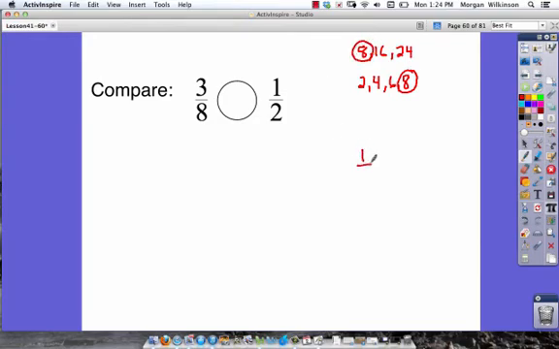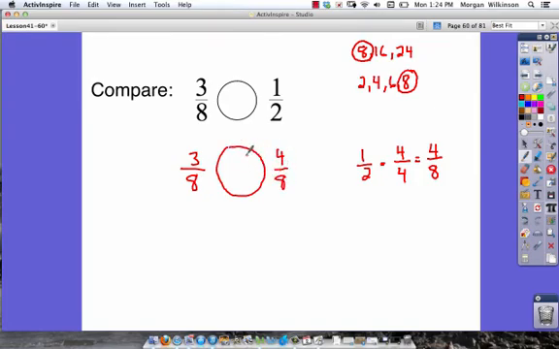So 1/2 times something is equal to something out of 8. Well, 2 times 4 is 8. So 1 times 4 is 4. We get 4/8. So we want to compare 3/8 and 4/8. 4/8 must be bigger. So our inequality is going to open to the right. Remember that alligator mouth, it always wants more. So it's going to try to eat the bigger number. So it's going to open to our 4/8 in this example. And we're all done.